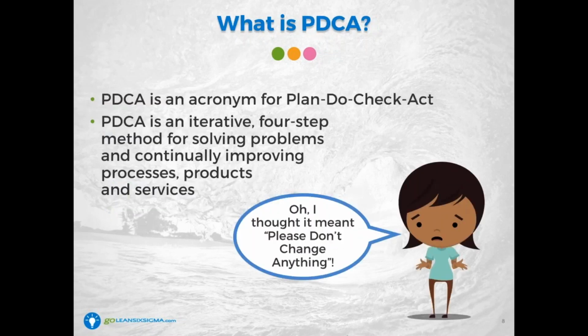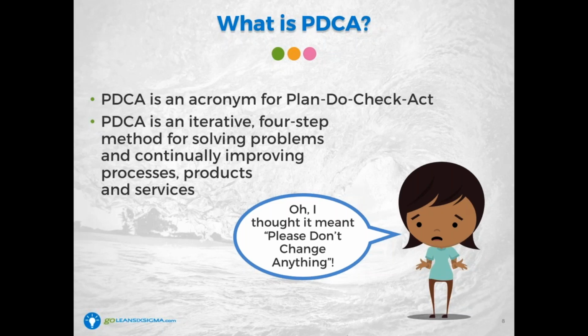So let's talk about what is PDCA. So first of all, if you haven't figured it out yet, it's an acronym. It stands for Plan, Do, Check, Act, and that's the original acronym. And so what is it though? It's an iterative 4-step method for solving problems related to processes, improving products and services. So for some people that may resist change, they might think that they might want PDCA to stand for please don't change anything. But in the world of process improvement, we wouldn't have an acronym that really stands for that, because we really are about trying to make things better, and that does involve change.